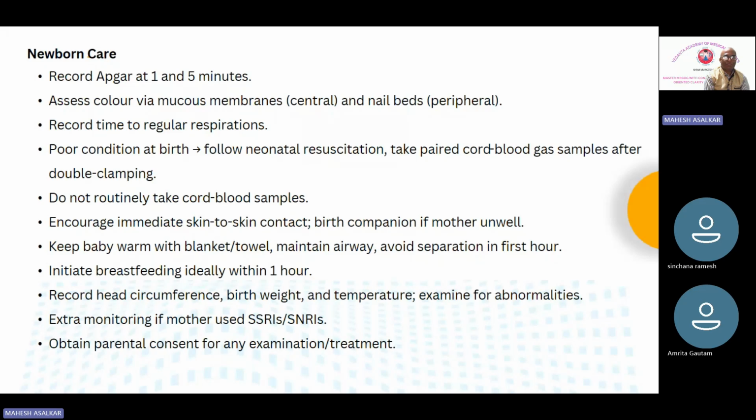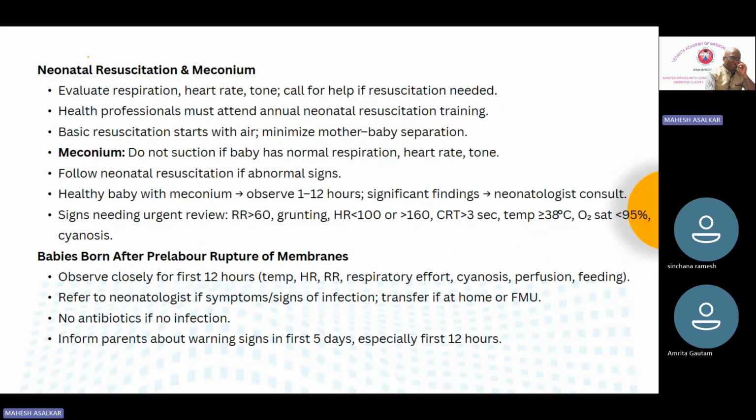Keep baby warm with blanket or towel. Maintain airway. Avoid separation in the first hour. Initiate breastfeeding within 1 hour. Record head circumference, birth weight, etc. Then extra monitoring if mother is on SSRI or SNRI. The neonatal resuscitation in meconium. Again, there are no questions, so I will skip this particular slide.